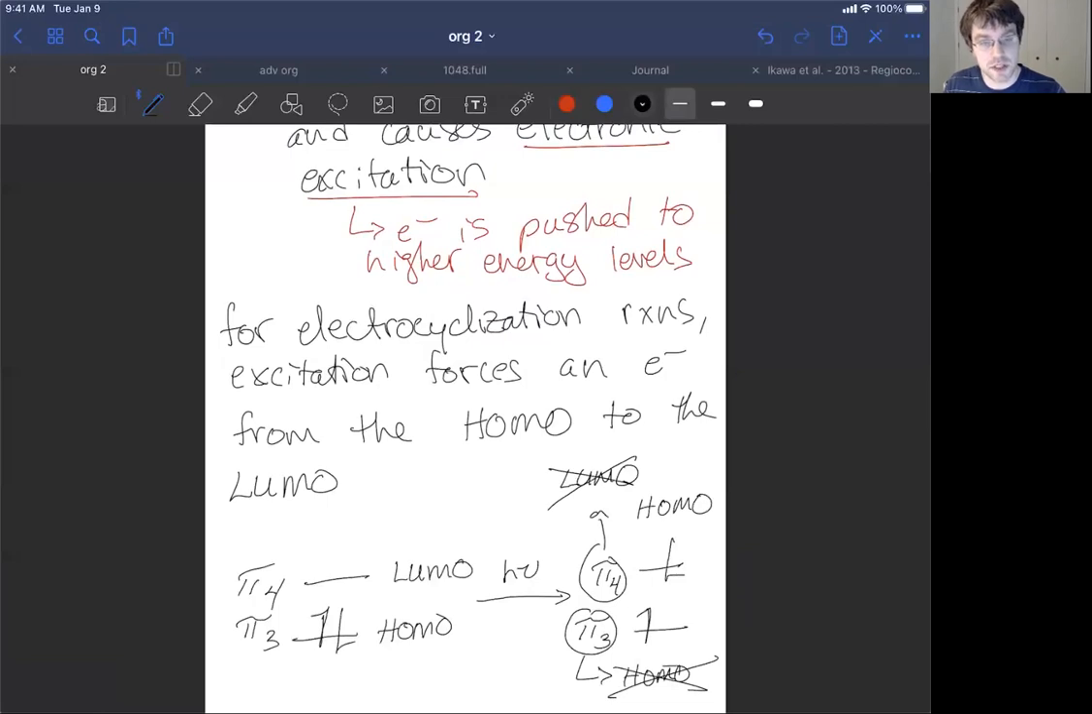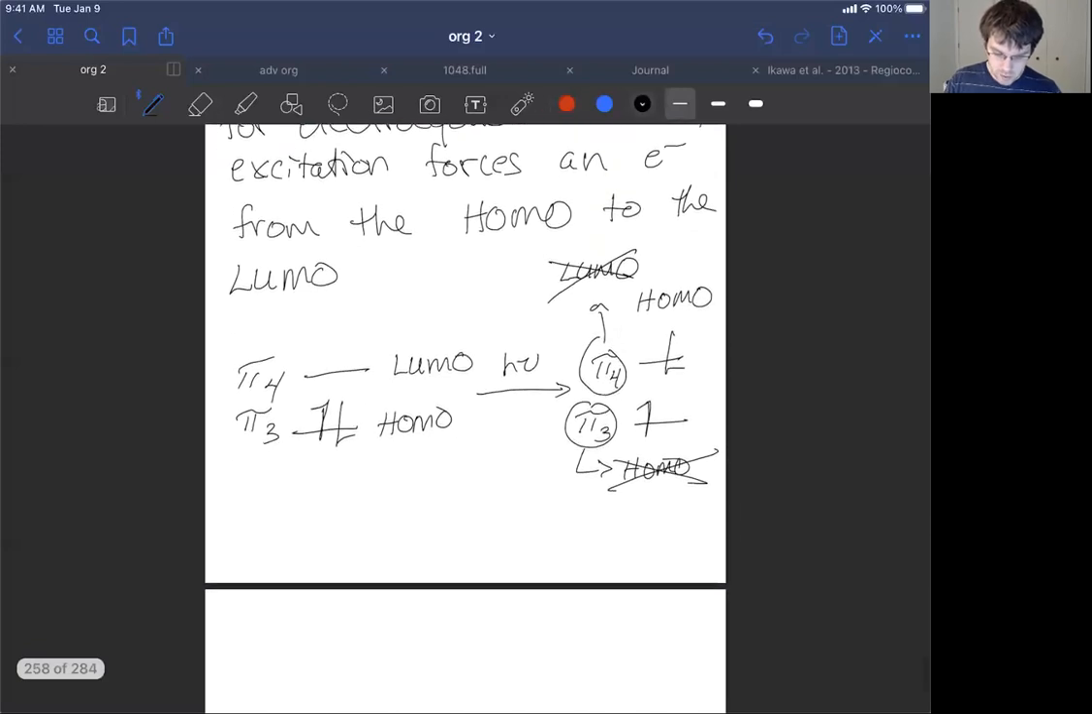Now what this means is we have to consider a different arrangement of orbitals to understand how the electrocyclic ring closure occurs in the presence of light. That is to say, what does pi 4 look like? Well, pi 4 was, first of all, antisymmetric. So the left looks the opposite of the right, antisymmetric, and we have 3 nodes.